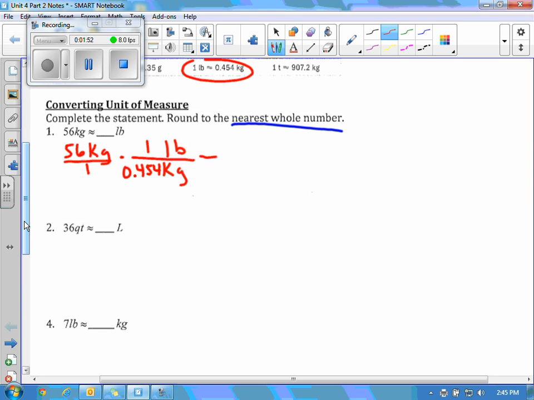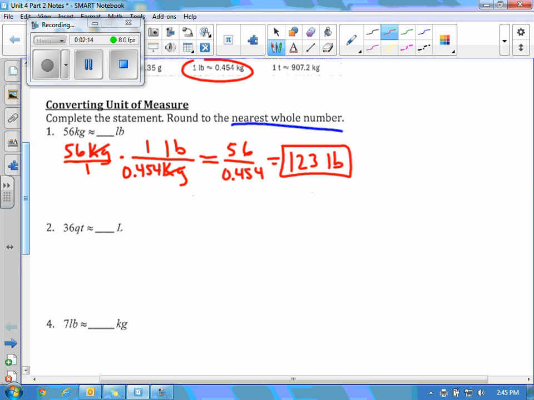So, I'm going to multiply those and cancel out kilograms. I'll get 56 over 0.454. Then in my calculator, I'm going to divide. When I round that to the nearest whole number, I get 123, and my unit that's left over is pounds.